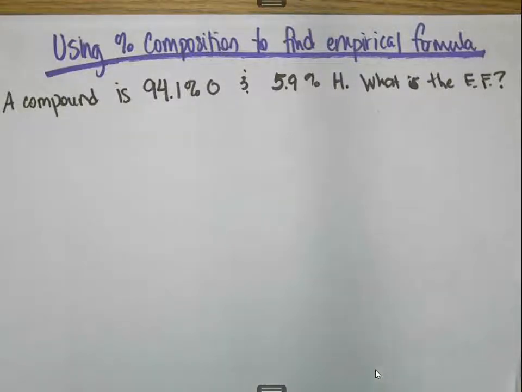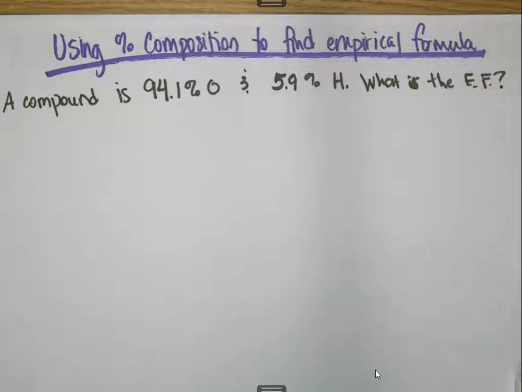Okay, this video explains how to use percent composition to find an empirical formula. If you remember from class, an empirical formula is basically the lowest whole number ratio of a compound's formula. We're going to take the percents that are on the paper and pretend they are percentages of 100 grams of our substance.